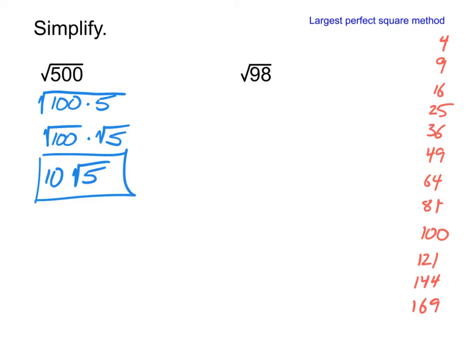All right, so having done that one now, you've seen the basic process. I'd now like you to try using that same process here with the root 98. So go ahead and start working that one through to find the biggest perfect square and then simplify it down.